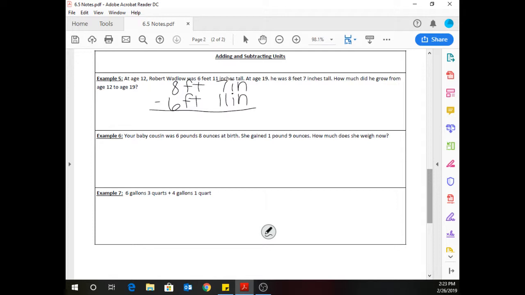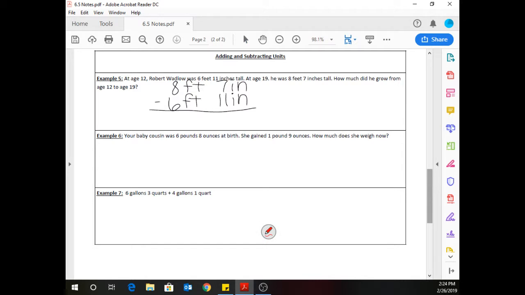Okay. This is where it becomes challenging because you can't just borrow like you do in normal subtraction. I can't just borrow from the 8 and make this 7 a 17. That's not how it works. You have to use your conversions. So can I take 11 inches from 7 inches? No. So I'm going to have to borrow from the feet. How many inches are in a foot, everybody? 12.